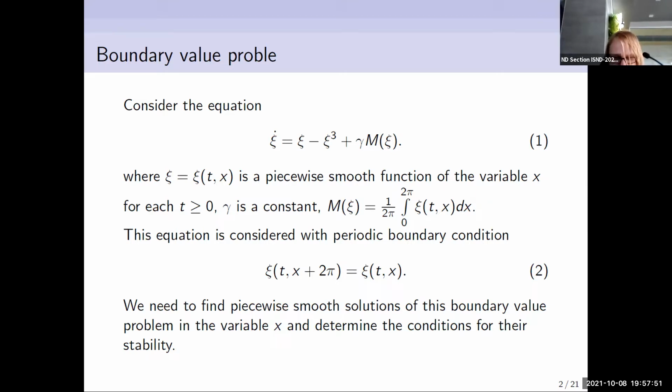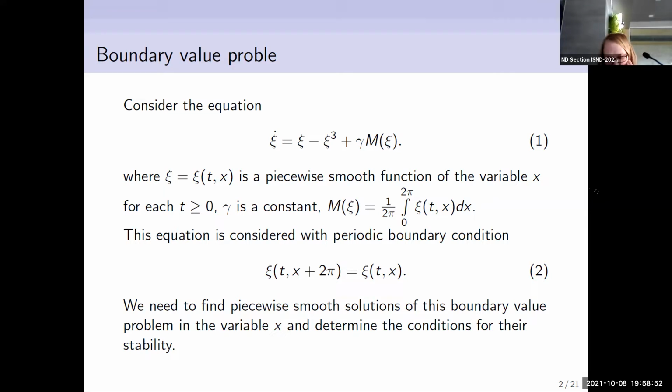Equation 1 is considered with boundary condition 2. It means that the solution of equation 1 must be a periodic function of variable x. We need to find the piecewise smooth solution of this boundary value problem in the variable x. But it can be discontinuous. Should it be continuous or may it be discontinuous? Maybe discontinuous. Don't assume that it's continuous. So we need to find piecewise smooth solutions of this boundary value problem in the variable x and determine the conditions for their stability. In this boundary value problem, these solutions are step functions of the variable x.